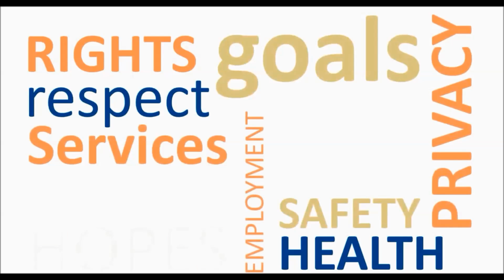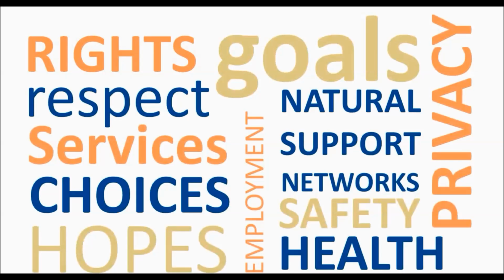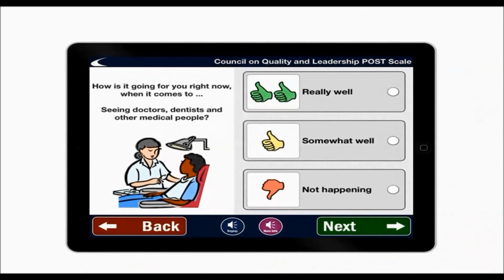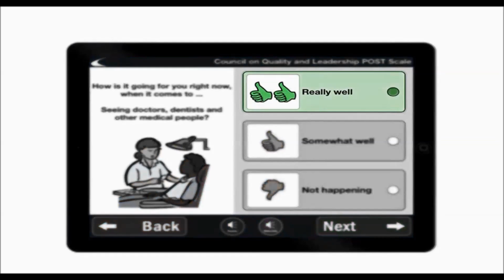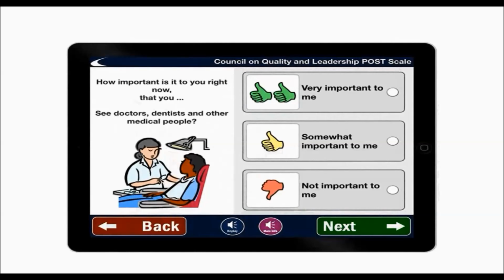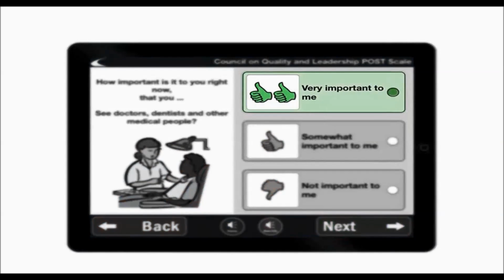The CQL POST includes questions related to 21 quality of life areas. These questions are answered by the person based on their own perceptions and life experiences. For example, the POST asks, "How is it going for you when it comes to seeing doctors, dentists, and other medical people?" The person responds with, "Really well, somewhat well, or not happening." The next question is, "How important is it right now that you see doctors, dentists, and other medical people?" The person responds with, "Very important, somewhat important, or not important at all."